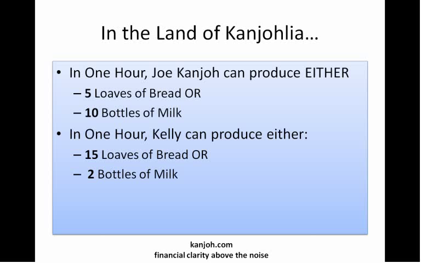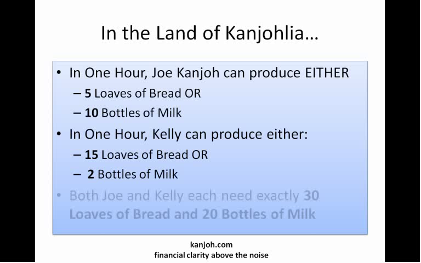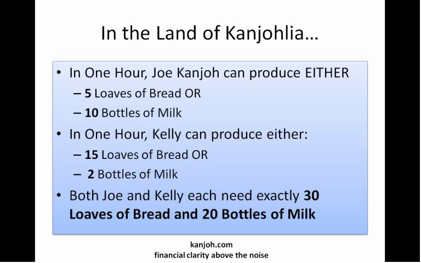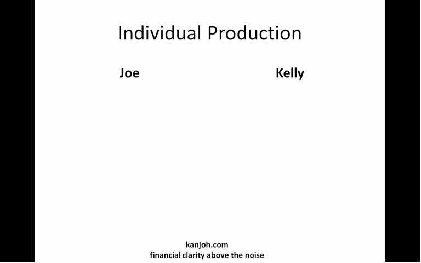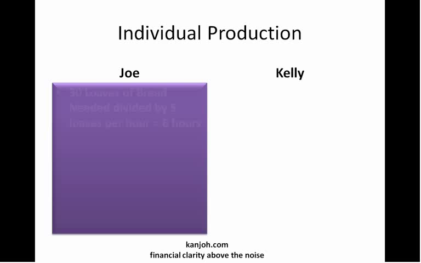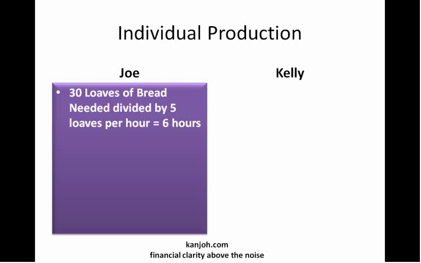So as you can see from this, Joe is quicker at producing bottles of milk, while Kelly is quicker at producing loaves of bread. Now, both Joe and Kelly each need exactly 30 loaves of bread and 20 bottles of milk. So let's see what happens if they try to meet their individual needs by themselves. Let's start with Joe. Now, Joe needs 30 loaves of bread, and he produces this bread at 5 loaves per hour. So it'll take him 6 hours to produce the bread he needs.